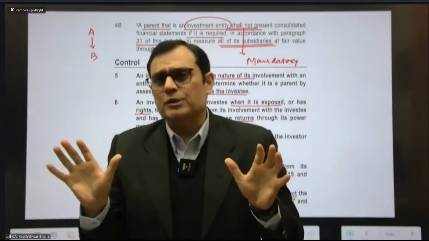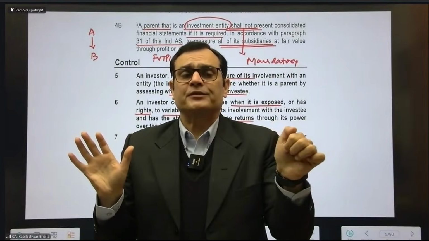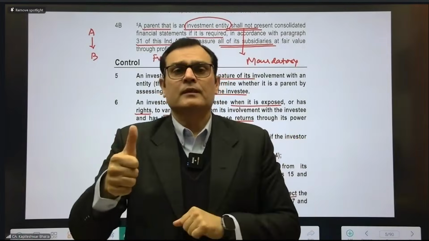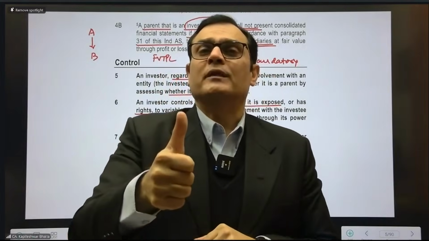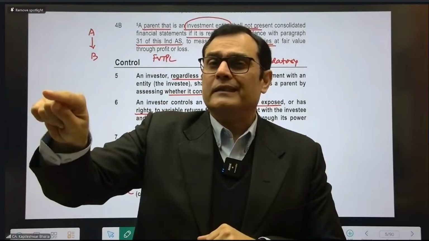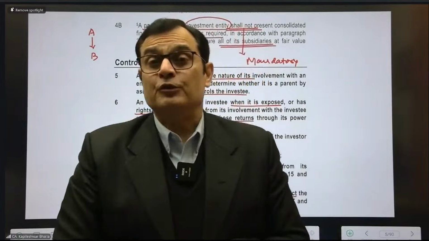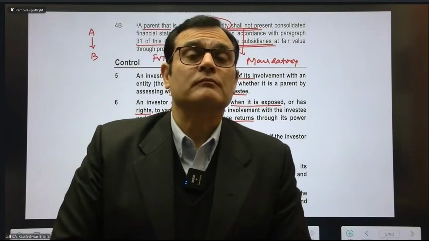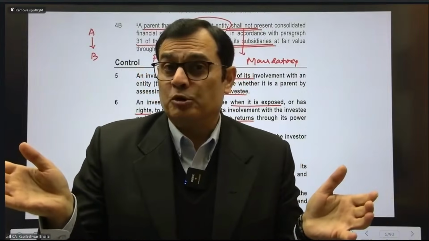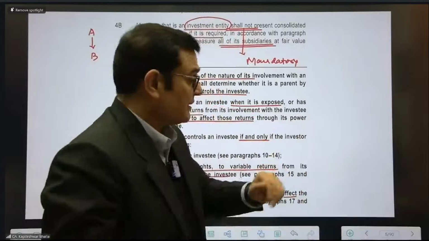So the three key words you need to put across: control is dependent upon three factors. Do you exercise power? That's the key word, power. Number two, are you exposed to variable returns? Number three, can you give me a linkage between power in step one and the exposure to variable returns in step two? If you say yes, you've got control. Now, we're here to understand what power is, what exposure to variable returns is, and what the linkage is. But at least the thought process is done.